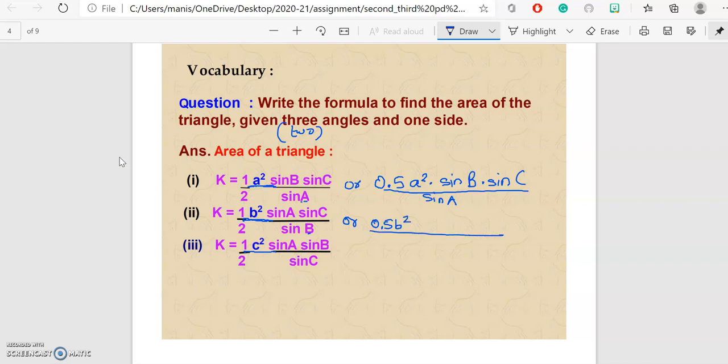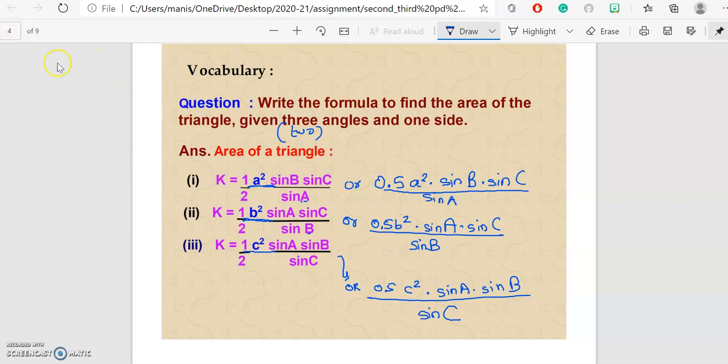Now since it is b squared, this will be what? Sine of b times what is left? Sine of a times sine of c. See, this is how you can memorize the formula. Or again it is 0.5, this time it is c squared. Now since it is c squared, draw your fraction part and write it over here, sine of c. So what is left? You are left over with sine of a and sine of b, which makes our three formulas to find the area of a triangle when we have been given three angles and one side.